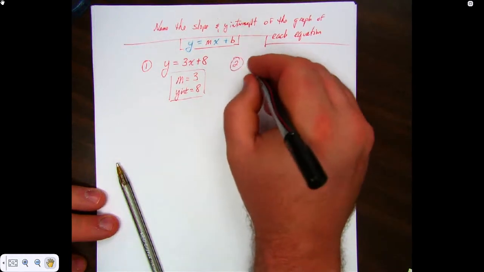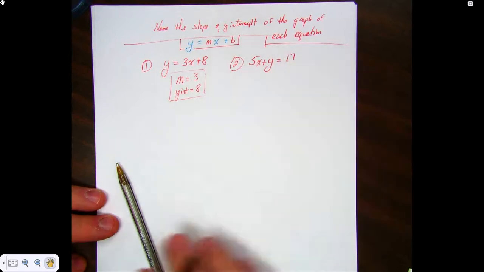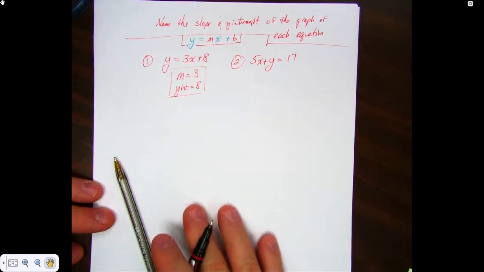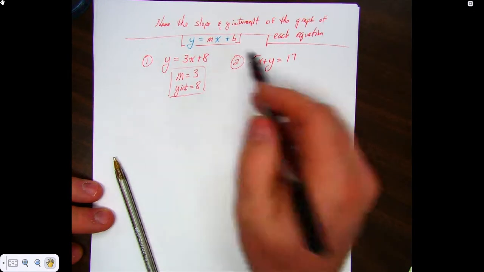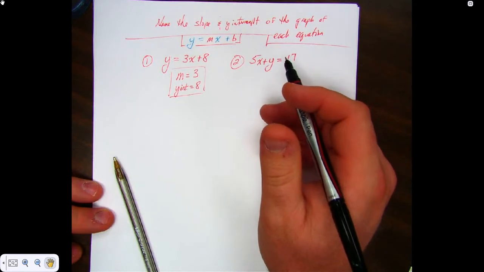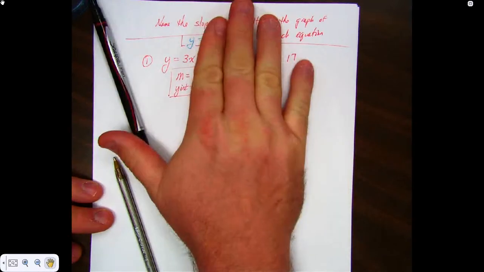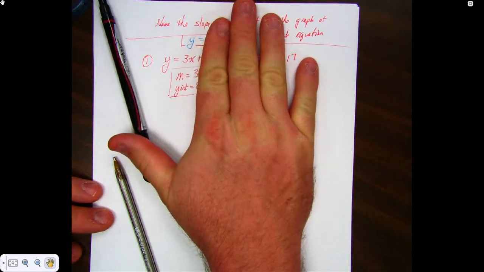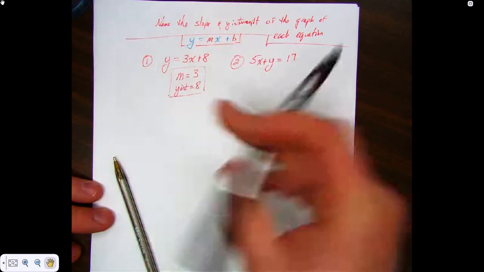Number 2, 5x plus y is equal to 17. Is this in slope-intercept form? Okay, here's the thing. To find out what the slope and the y-intercept are, I've got to put it in slope-intercept form. If you just looked at the left side of this equation, what am I basically solving for? I'm solving for y. So it's like a regular equation. I'm just going to get my y's on one side, everything else on the other.